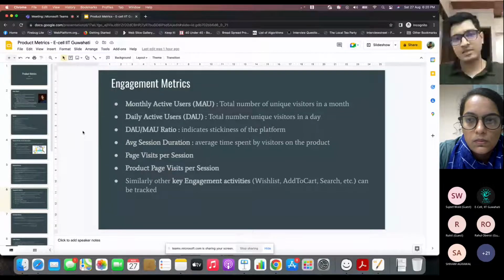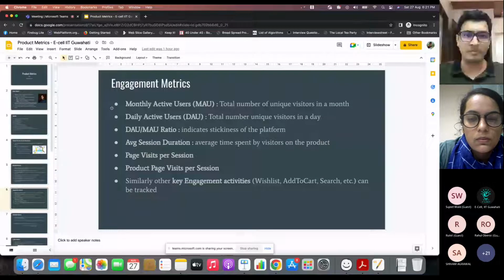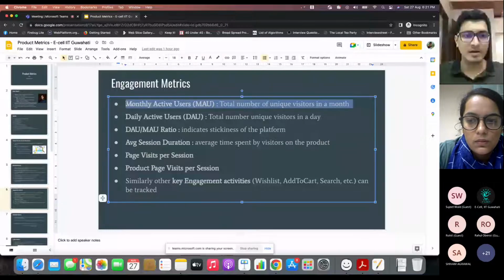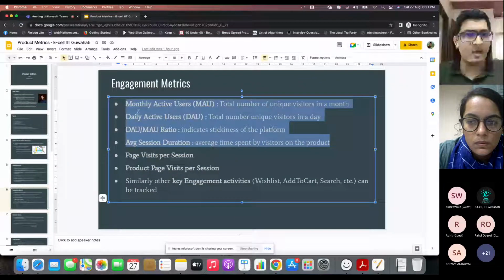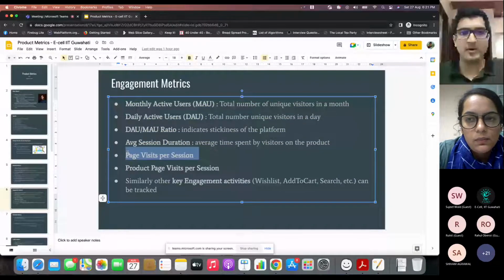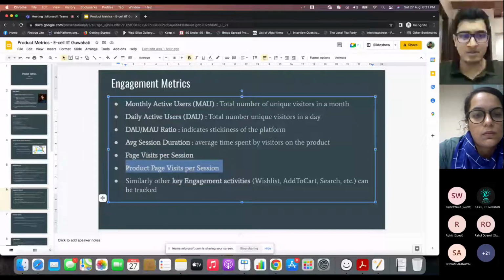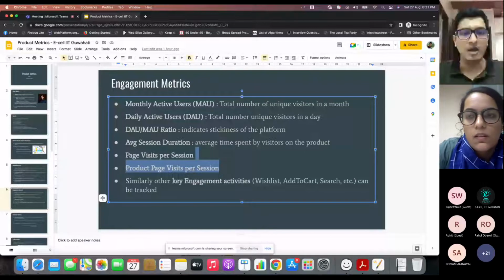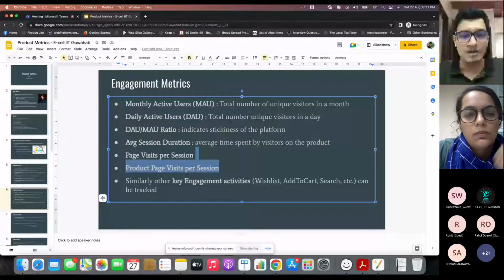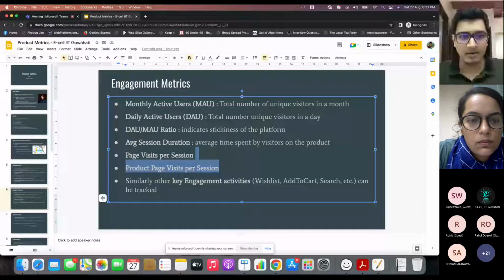So engagement metrics is anything that the user is doing on your app. Some of these engagement metrics are pretty standard and are tracked across apps, and some of them might be specific to your business, with that business nuance. These are typical for an e-commerce: product page visits per session. How many products is the customer visiting on average in a session?